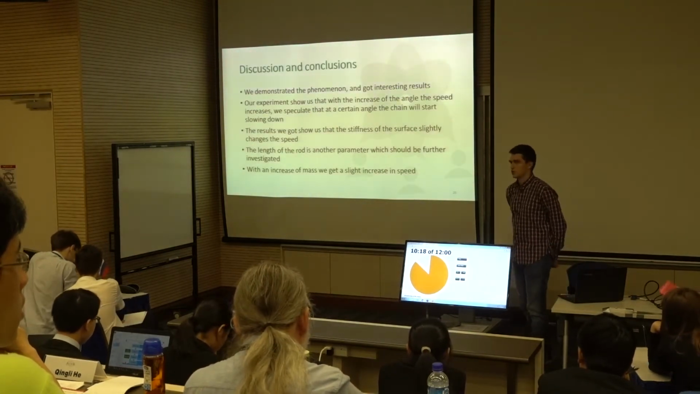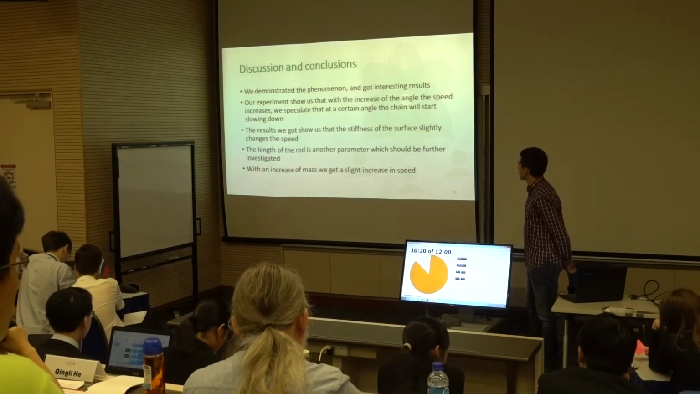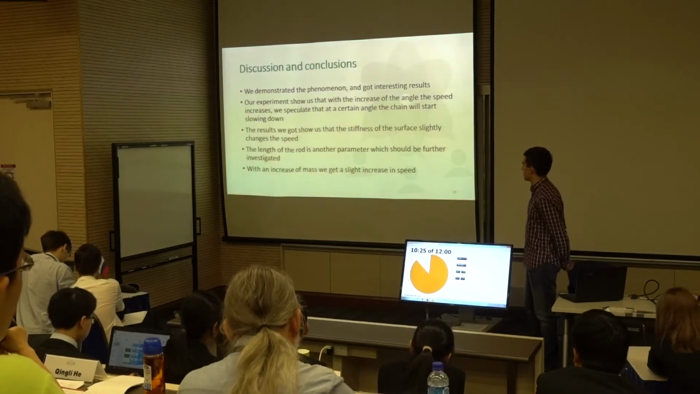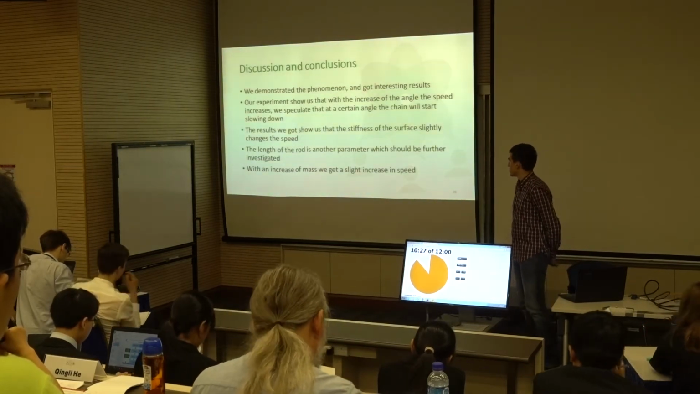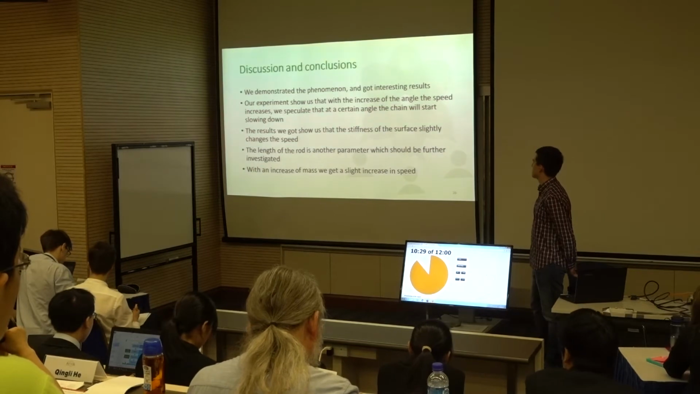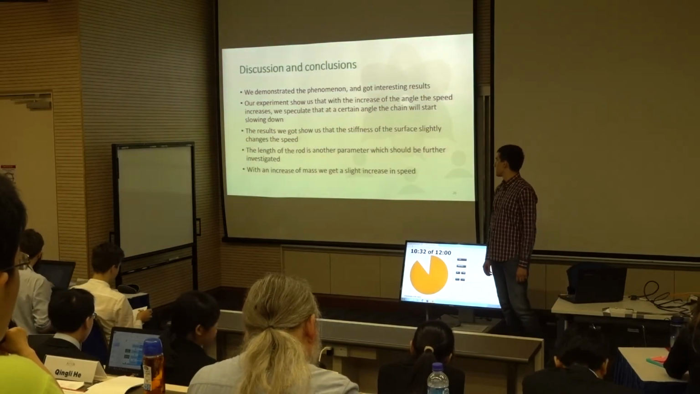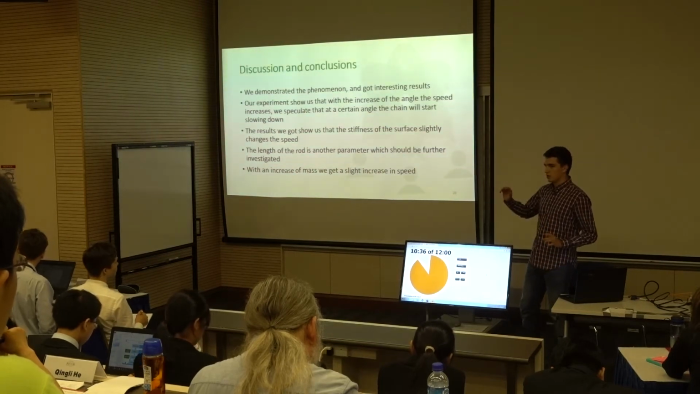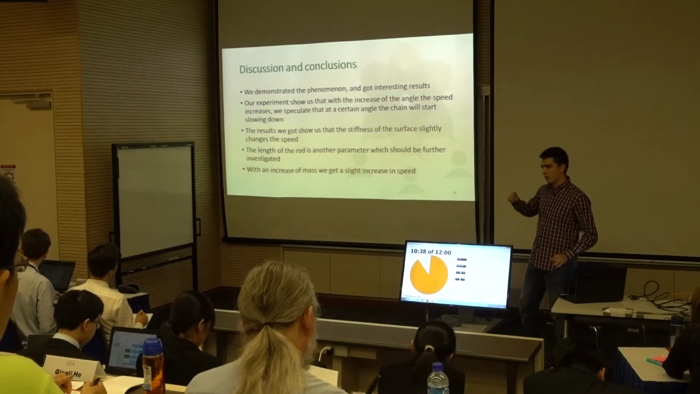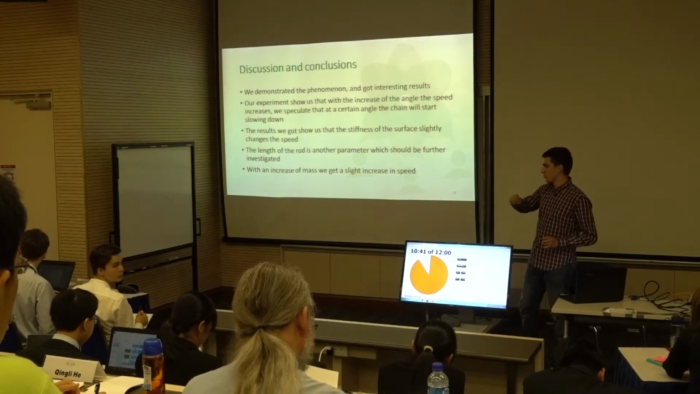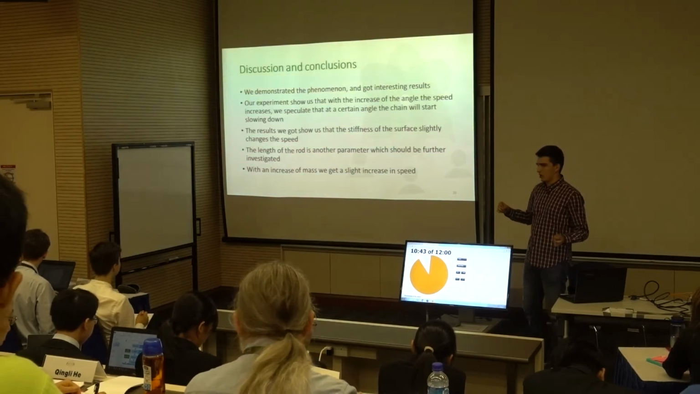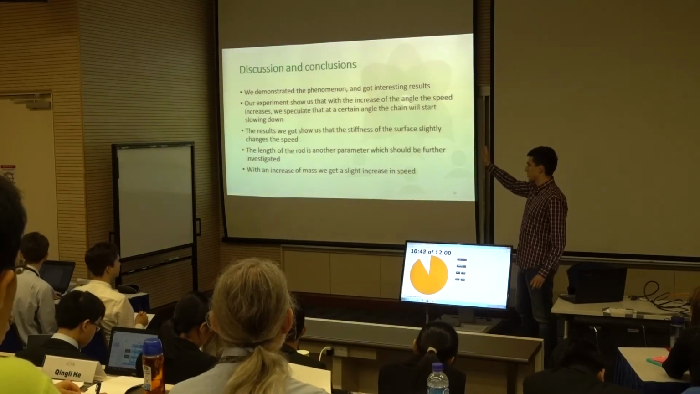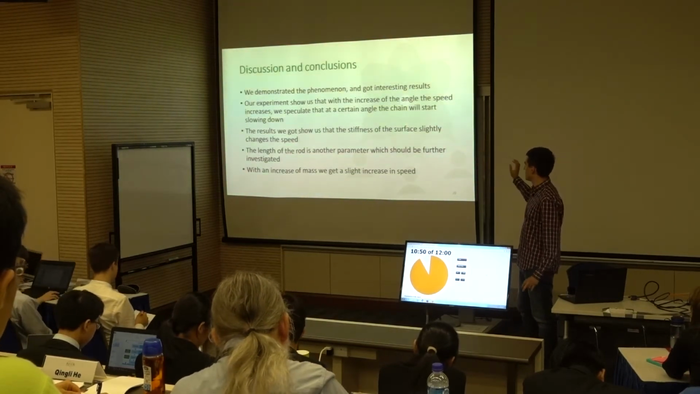Now we come to the discussions and conclusions. We demonstrated the phenomenon and got some interesting results and tested some of the parameters. Our experiments show us that with the increase of the angle, the speed increases. We speculate that at a certain angle, the chain will start slowing down again, just because the impacts themselves won't be plastic anymore, but we will get some elasticity and there will be a lot of bouncing. So this is for the range that we used, this is the results we got.